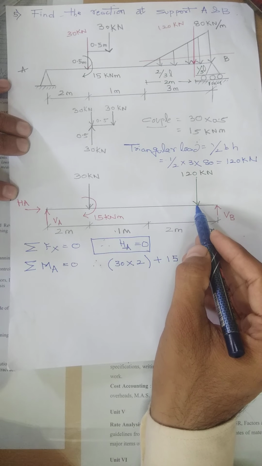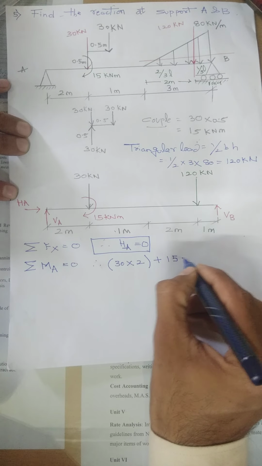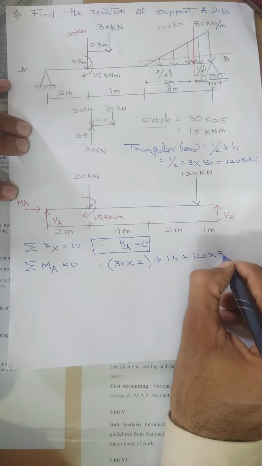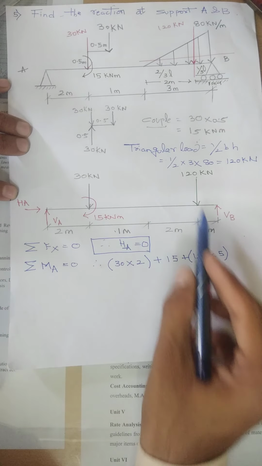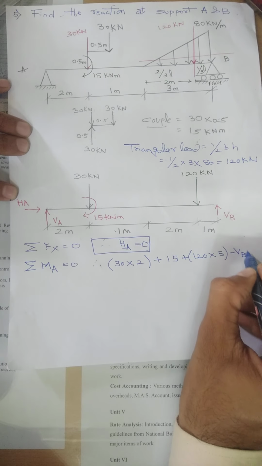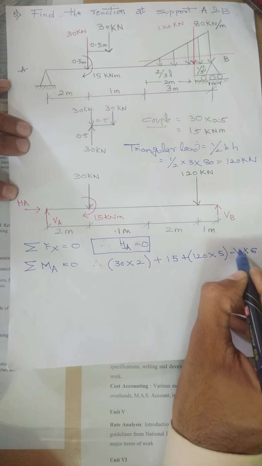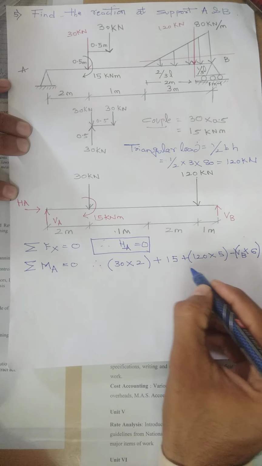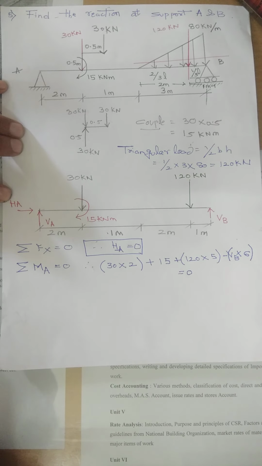What about this 120? It is separated by a distance of 2 plus 2 plus 1, that is 5. Again it is clockwise, so plus 120 into 5. Last is minus VB into its distance: 2 plus 2 is 4, plus 2 is 6. With the minus sign it is VB into 6. That is equated with 0.